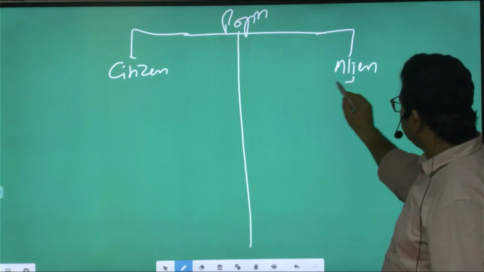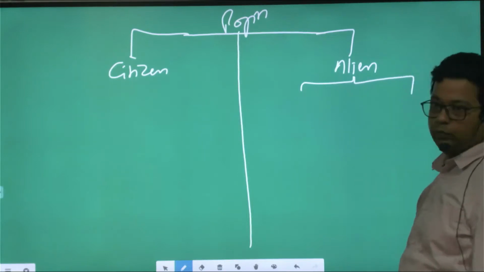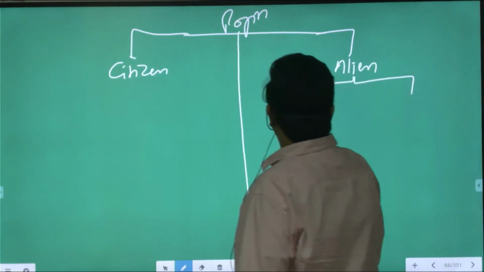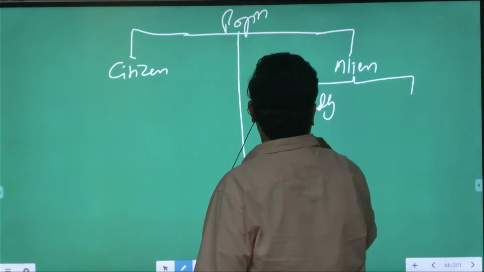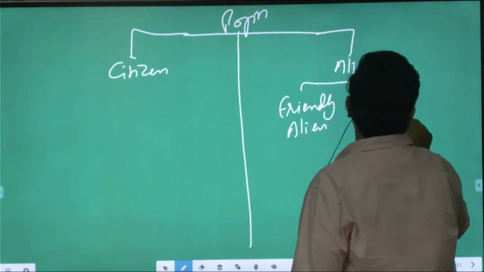Now this alien is also bifurcated into two. One, friendly alien. One, enemy alien.